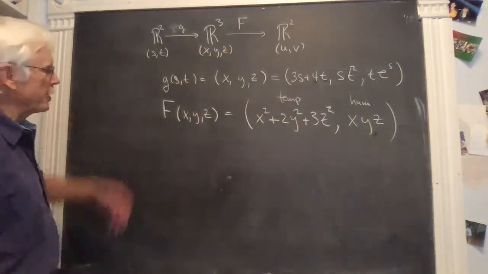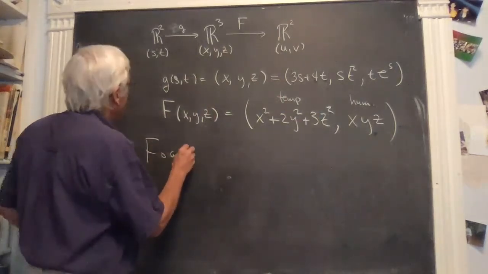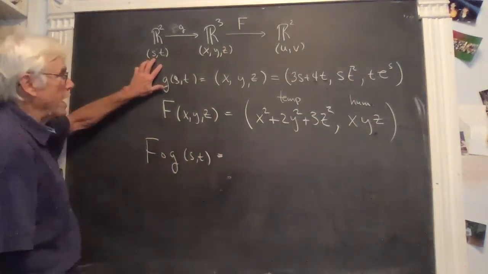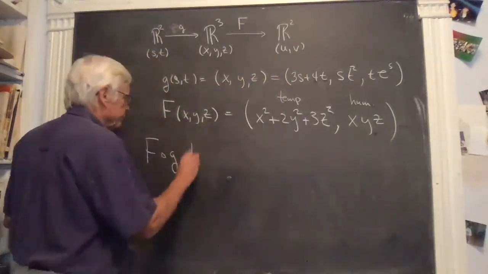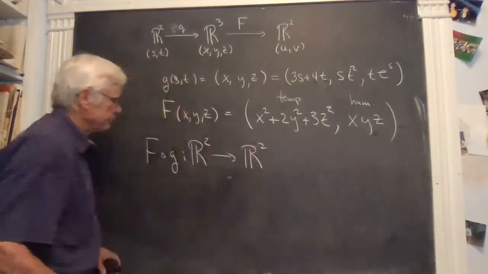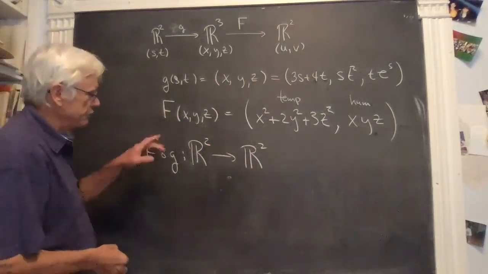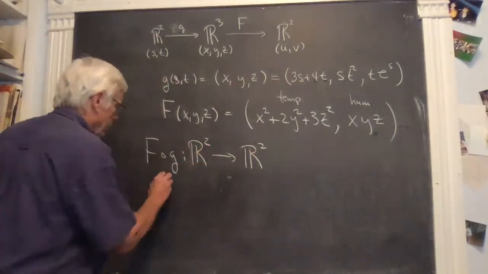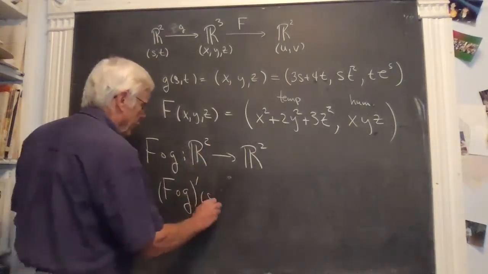And so these are the two functions, and we want to look at the composition. F composed with g. This will be a function of s and t. And it will have two components. So it maps R2 into R2. So given an s and a t, it gives us back a temperature and a humidity. And what we are interested in is the derivative of this function as a function of s and t.